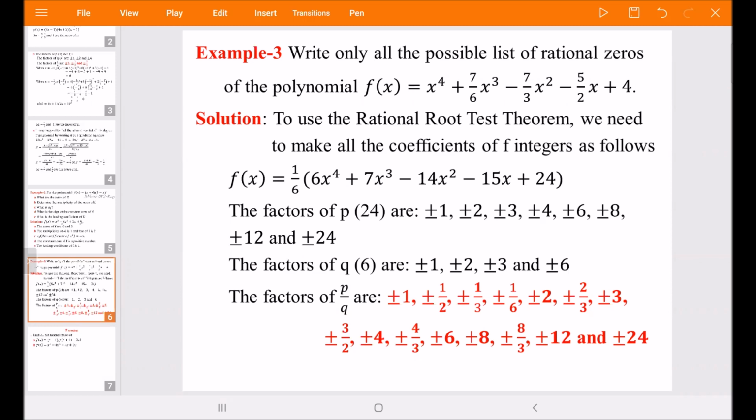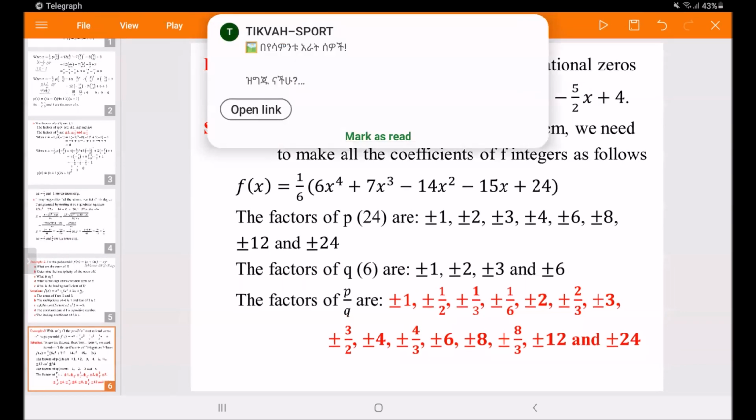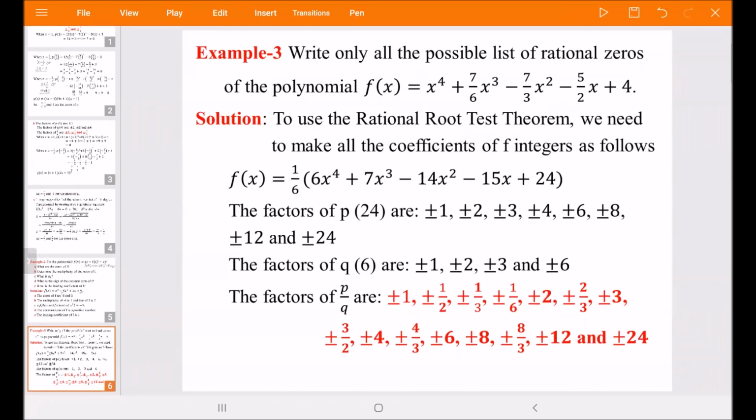It is a very simple question. What is the least common multiple of 6, 3, and 2? I am telling you the simple calculation we need to go through to make all the coefficients of this polynomial integers.